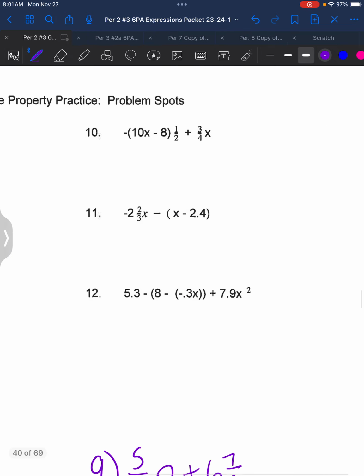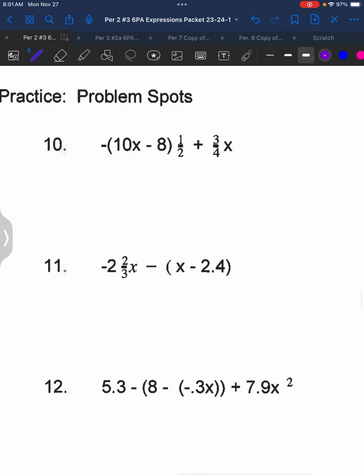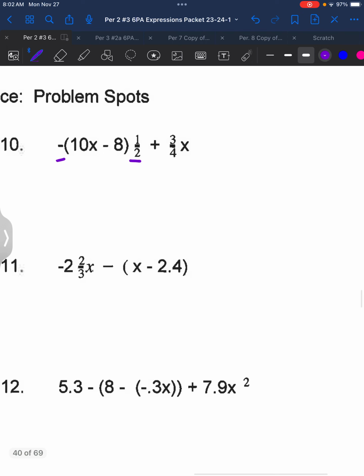All right, number 10. Couple things going on here. We have a negative that needs to be distributed, and we have a 1/2 that needs to be distributed. You could do these in any order that you want, or you could even rewrite the problem to put those together. You can multiply the negative times the 1/2 first and make it look like this. It doesn't matter what order you do it in though. I'm just going to choose to do them together so that way I have one less step to do.